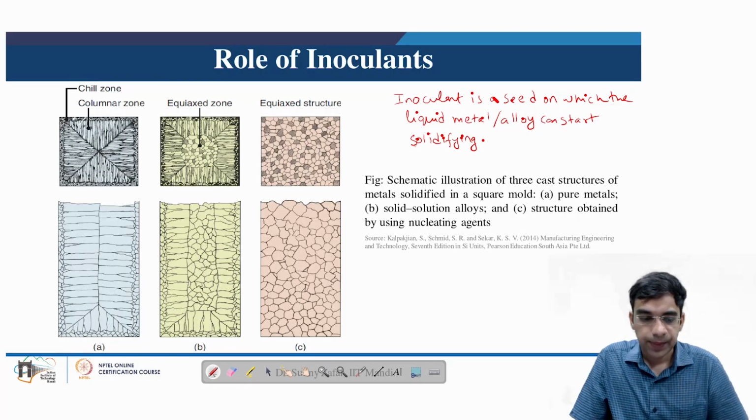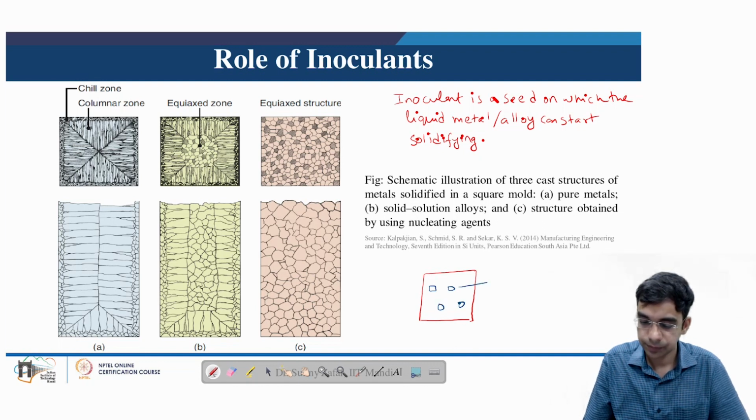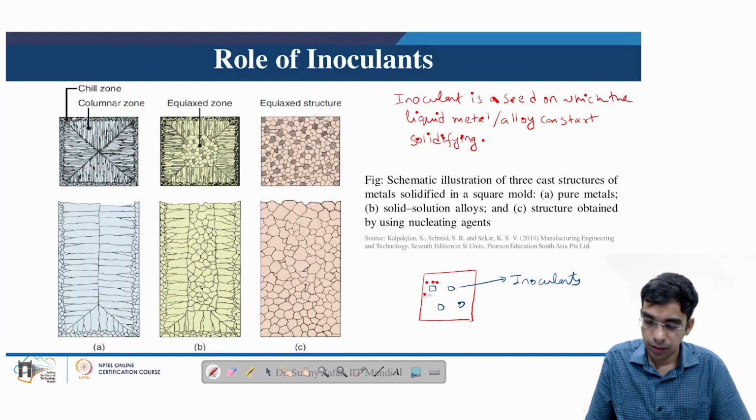What I mean by this is that once we introduce these seeds, which are solidified metals or solidified regions introduced in the melt, then as the temperature drops, the surrounding metal, for example, here suppose the inoculants are added, all this surrounding liquid metal will start solidifying, because now it has a surface on which the grains can start to develop.